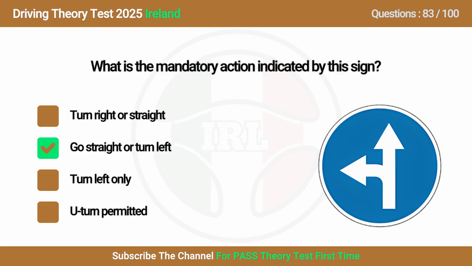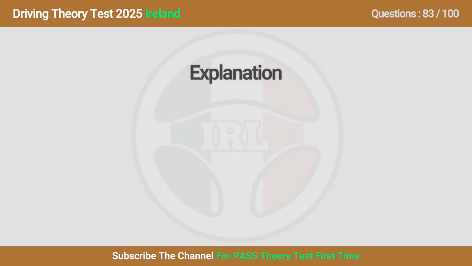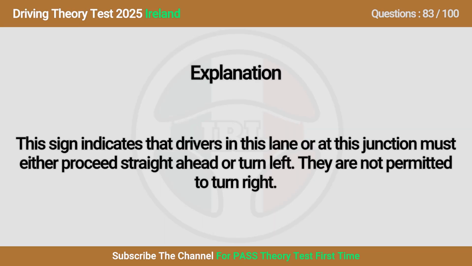Answer is B. Go straight or turn left. This sign indicates that drivers in this lane or at this junction must either proceed straight ahead or turn left. They are not permitted to turn right.